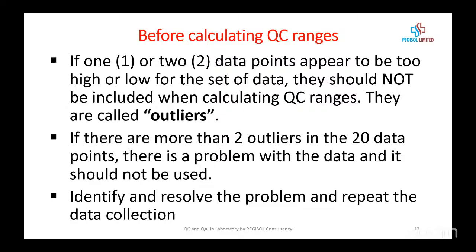Now, if there are more than two outliers in the 20 data points, there is a problem with that data and it should not be used. If you have more than two outliers in 20 data, then that data should not be used. There is a problem or challenge with that data. Okay. Identify and resolve the problem and repeat the data collection.